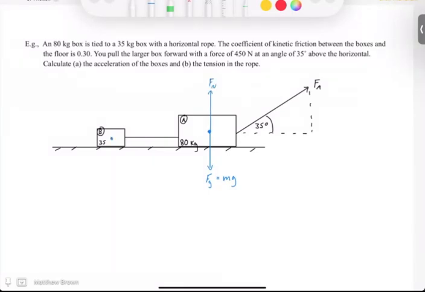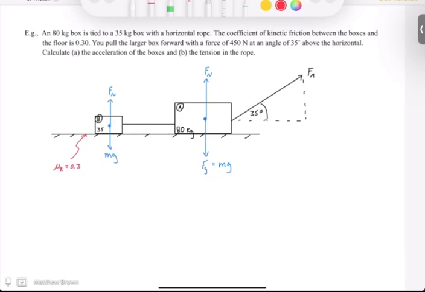And I'll have the same thing on box B. I'll have mg down, and I'll have the normal force on it, pushing it down. And it's also worth noting mu k is 0.3, and so it's important here. That means I'm given mu k, so I've got motion. It's moving.